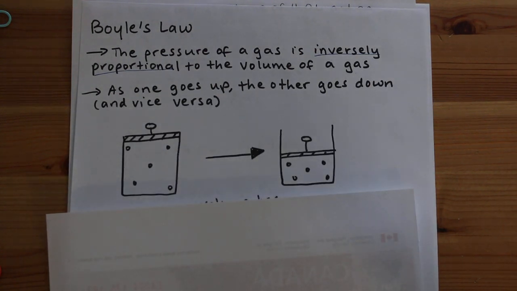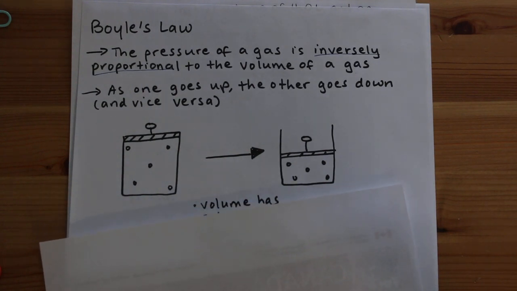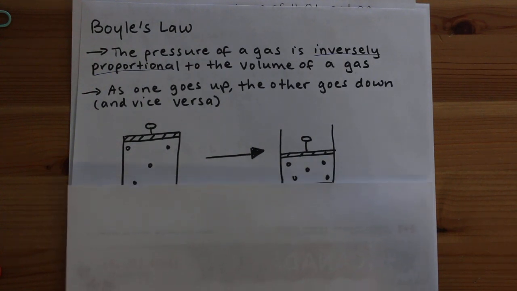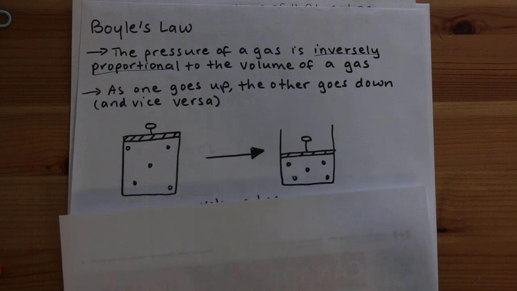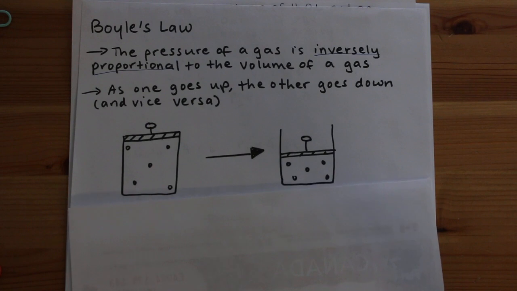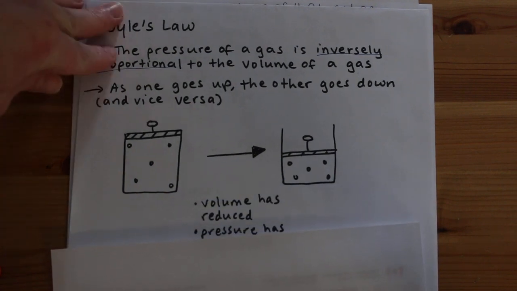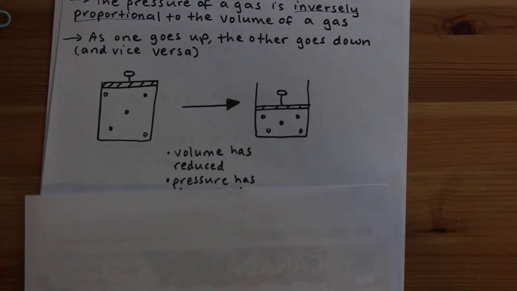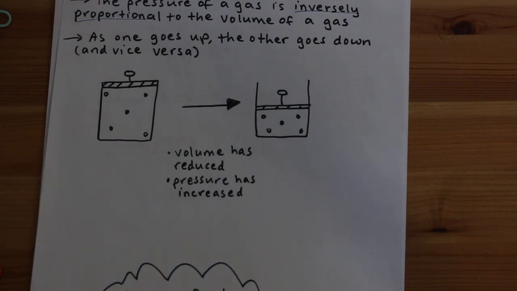So, let's look at these two canisters of gas. In both of these canisters, they have the same number of molecules of gas, 5 molecules each. But on the right hand side, we can see that the volume has been reduced by about half. And since we've reduced the volume, the pressure has been increased.